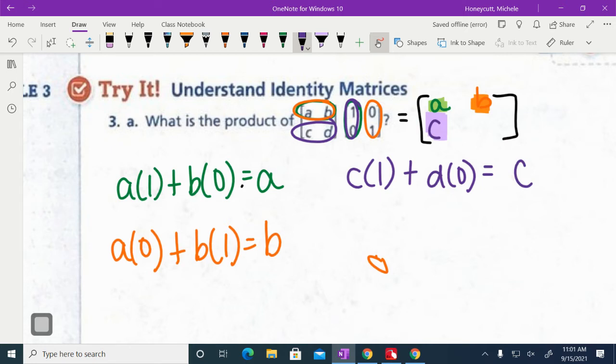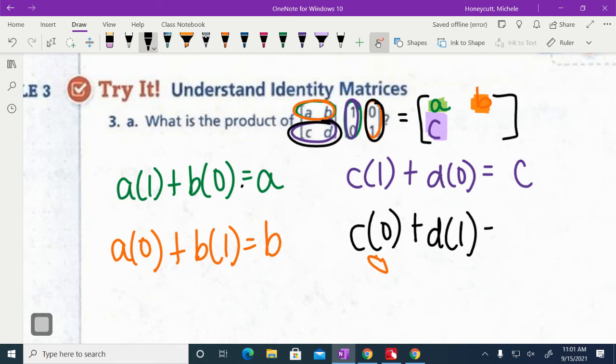Oh, I'm on the last one. I got it. I'm done. Row 2, column 2, 0. I'm done. I got A, B, C, D. Wow. Same. Hey, alphabet.